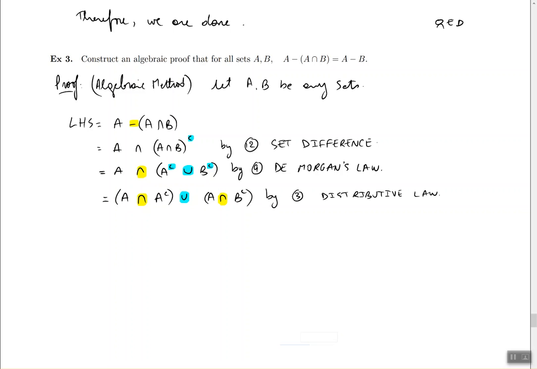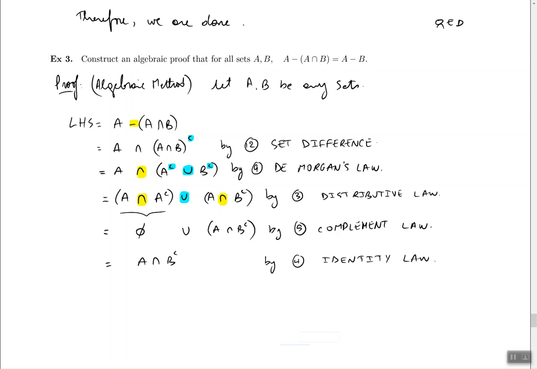Now, rule number 5, the complement law, says that A intersected with A complement is going to be the empty set. So this can be replaced with the empty set union the A intersected with B complement. This is rule number 5, the complement law. Now, rule number 4, the identity law, says basically that the empty set union with any other set is going to be the other set itself. So A intersect B complement. This is true because of rule number 4, the identity law.